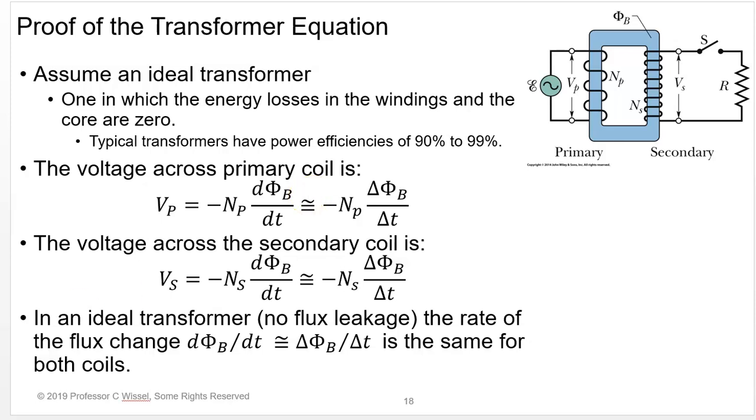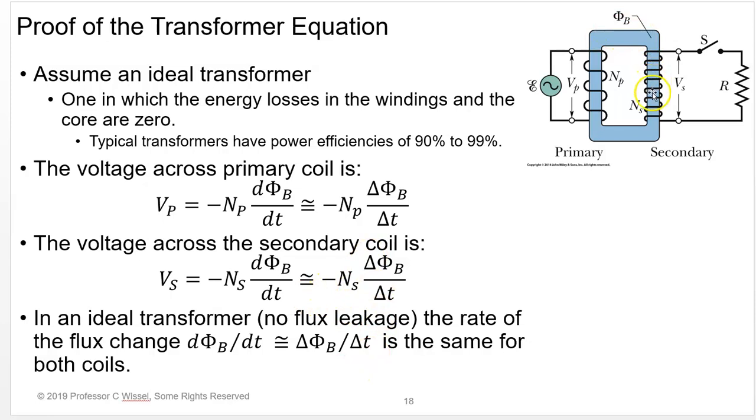Now the voltage across the primary coil is Vp equals minus Np d phi B dt. This is, of course, reminding us that conservation of energy is not violated. So there's Mr. Lenz again. So Vp equals minus Np d phi B dt, or if you don't have the calculus, it's approximately equal to minus Np times the time rate of change of the magnetic flux in the coil. The voltage across the secondary coil is Vs equals minus Ns d phi B dt, and that's approximately equal to minus Ns delta phi B over delta t.